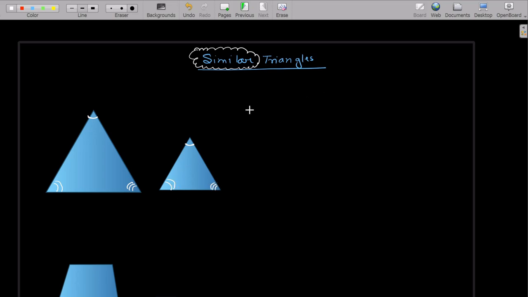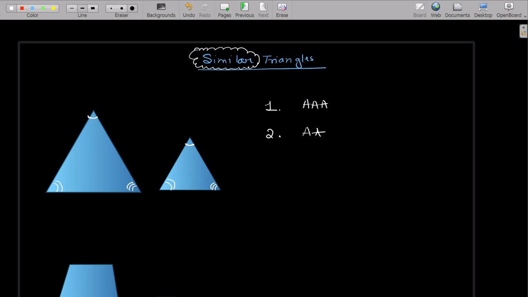Okay, so the number one rule to prove any two triangles similar is AAA. If you see in any two triangles, the three corresponding angles of the first triangle are equal to the three corresponding angles of the other triangle, they will be similar.